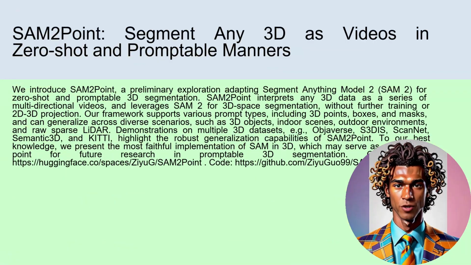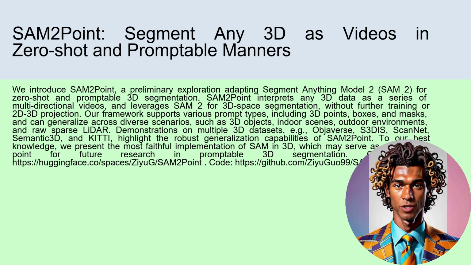In the research titled SAM 2-Point: Segment Any 3D as Videos in Zero-Shot and Promptable Manners, the researchers introduce a way to adapt a powerful image segmentation model called SAM2 for segmenting objects in three-dimensional 3D data. Think of it like having a tool that lets you select and isolate different parts of a 3D scene, like individual objects or areas within a room.